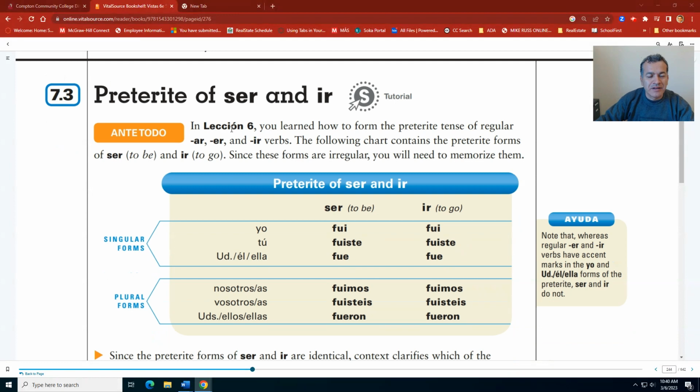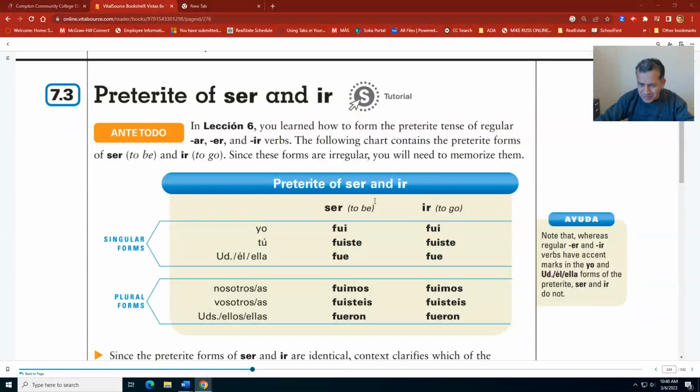Acá tenemos el pretérito de ser y ir. The preterite of ser and ir. It's very simple. The only thing that we need to remember is that the spelling of ser and ir in the past tense in the preterite is the same. We need to make sure that we know the context of the sentence in order to find out which verb we're using.